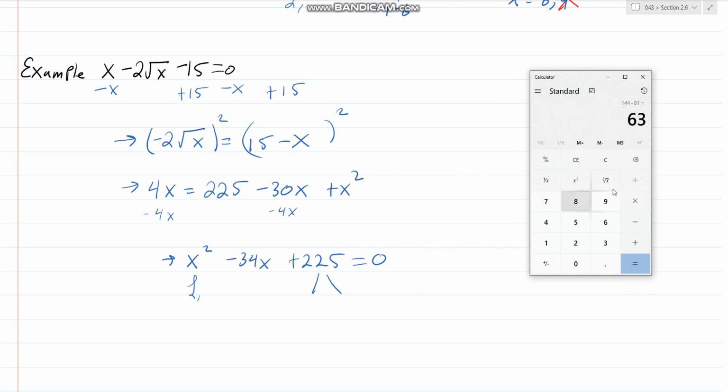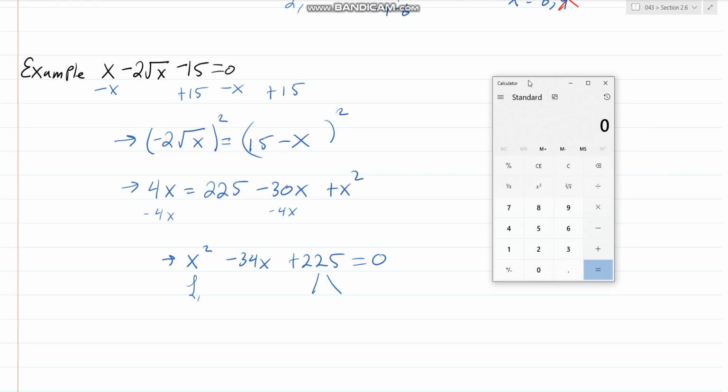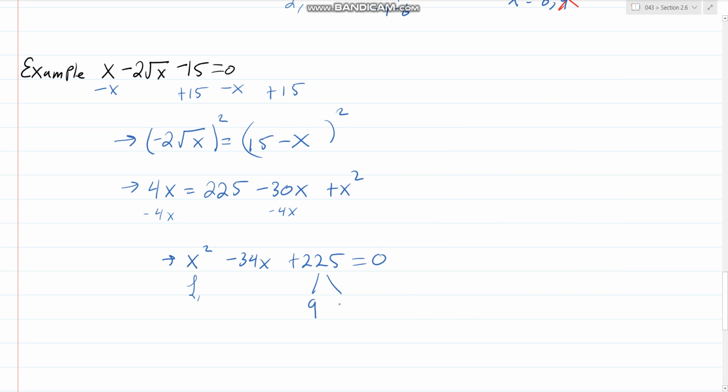Do I know them? Well, let's play with the calculator and see. 225 divided by, is 9 and 25 work? Yeah, 25 plus 9 is 34. Yeah, 9 and 25 works. Cool. 9, 25, they're both going to have to be negative. Okay, so that's going to be x minus 25 and x minus 9 equals 0. And that implies that x equals 9 and x equals 25.